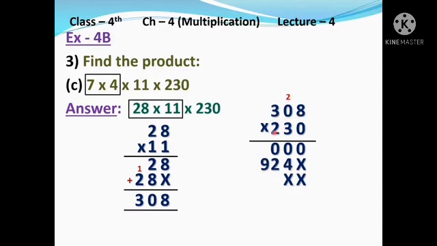Now multiply 308 by 2. See, 2 8s are 16, right? 6 here and 1 carry. 2 zeros are 0 plus 1, 1, right? 1 here. 2 3s are 6, right? 6 here. Now do addition, right?